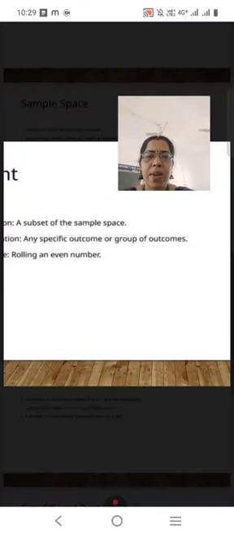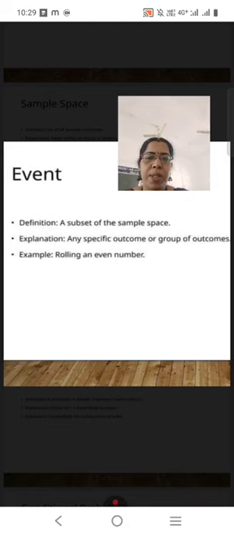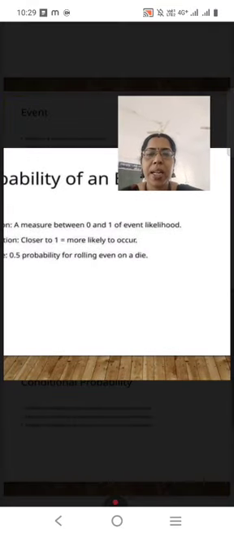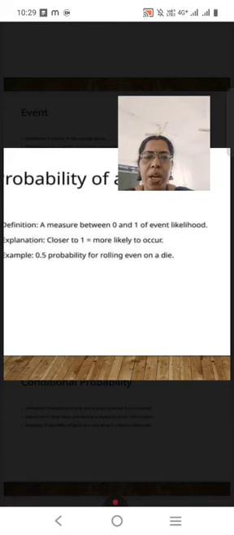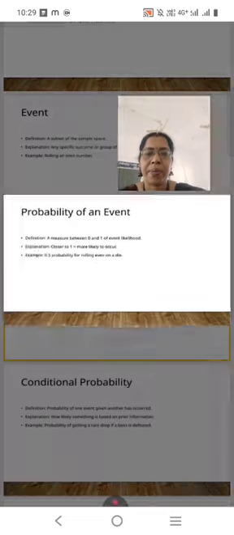Next one is event. A subset of the sample space is called an event, a specific outcome or group of outcomes. For example, rolling an even number. The next one is probability of an event. A measure between 0 and 1 of event likelihood is called the probability of an event. The closer to 1, the more likely to occur. For example, 0.5 probability for rolling even on a die.